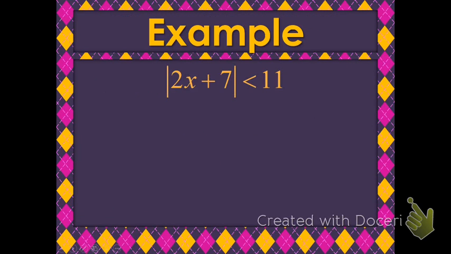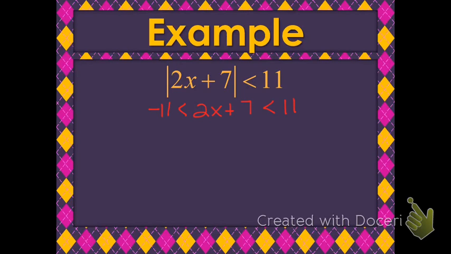So let's try an example. Let's do the absolute value of 2x plus 7 is less than 11. We've got a less than sign, which means this expression is less than 11 spaces away from 0. So that means that expression could be up to 11 spaces away on the right or on the left. So it has to be somewhere between positive and negative 11.